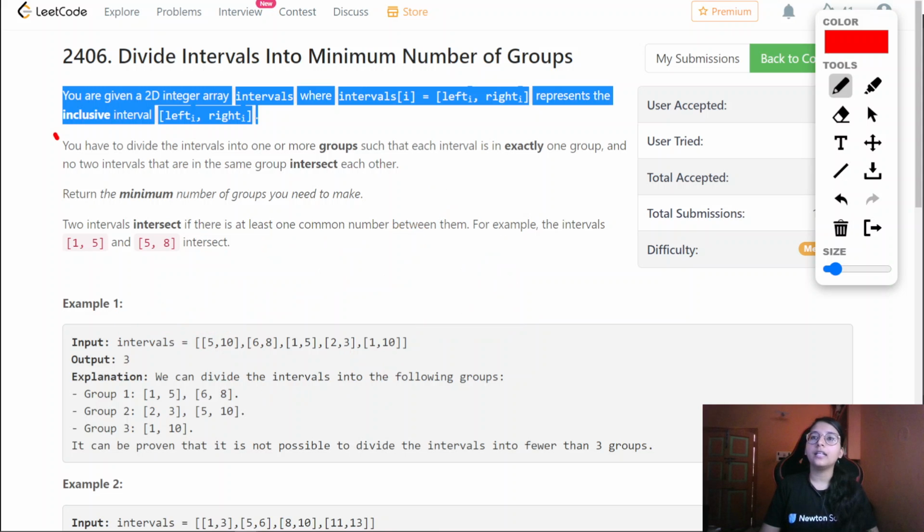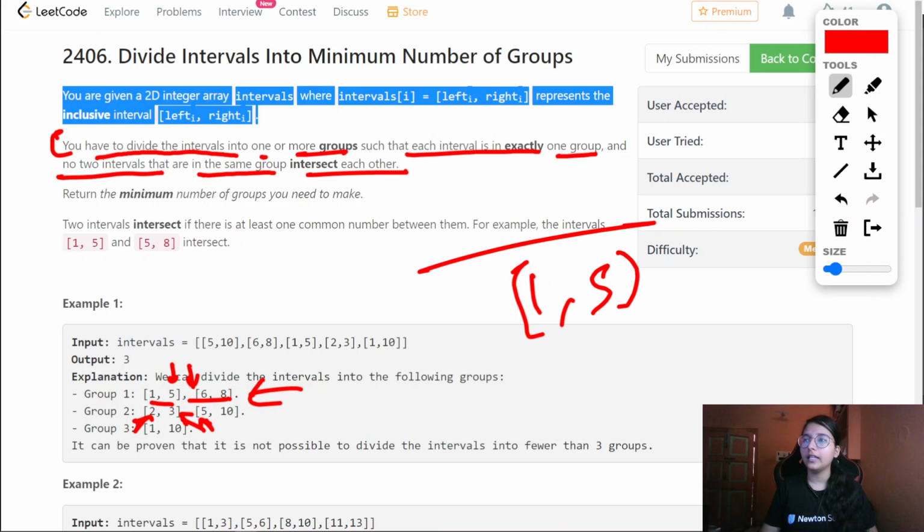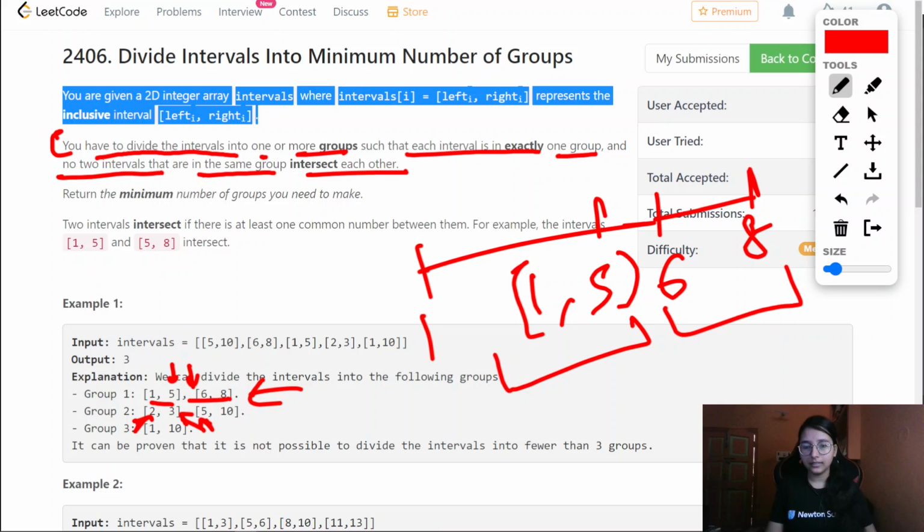Now comes the next part, that you have to divide the intervals into one or more groups such that each interval belongs to exactly one group and no two intervals in the same group intersect with each other. Like in this example you can see that 1, 5, 6, 8, no one is intersecting each other. So 1 starts here, 5 here, then 6 would be here and then 8 would be here, right? So this is one group, and they are not intersecting.